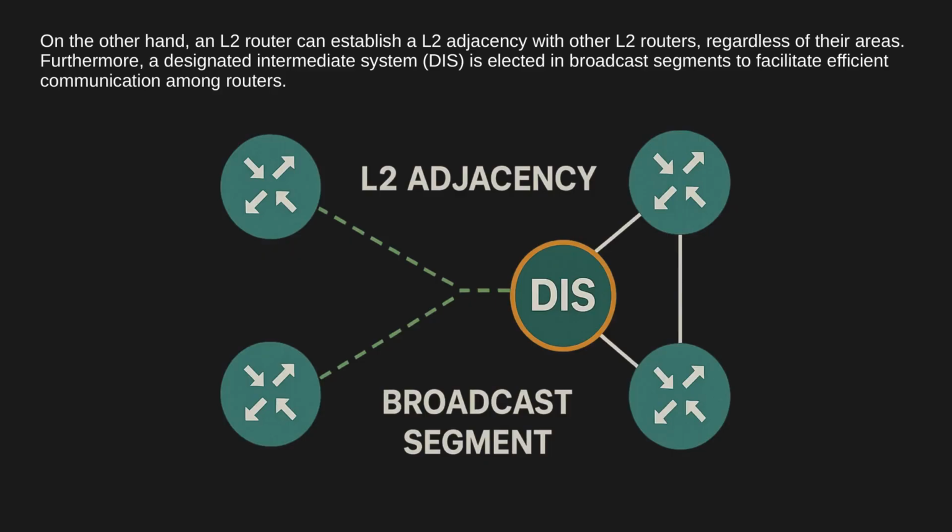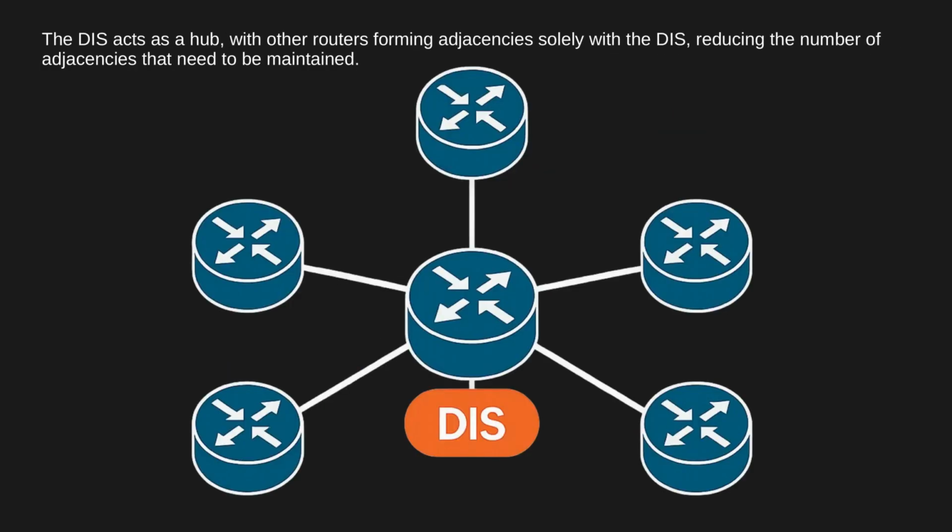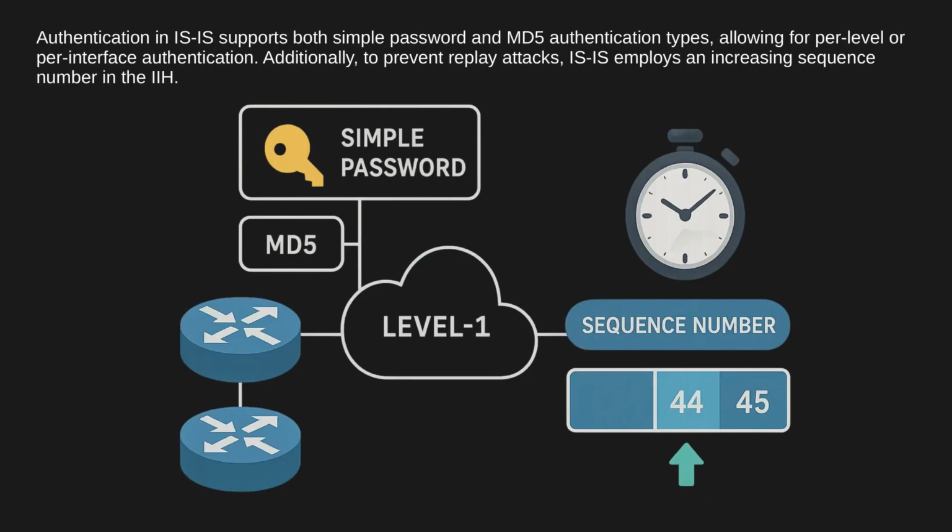Furthermore, a designated intermediate system, DIS, is elected in broadcast segments to facilitate efficient communication among routers. The DIS acts as a hub with other routers forming adjacencies solely with the DIS, reducing the number of adjacencies that need to be maintained. Authentication in ISIS supports both simple password and MD5 authentication types, allowing for per-level or per-interface authentication. Additionally, to prevent replay attacks, ISIS employs an increasing sequence number in the IIH.